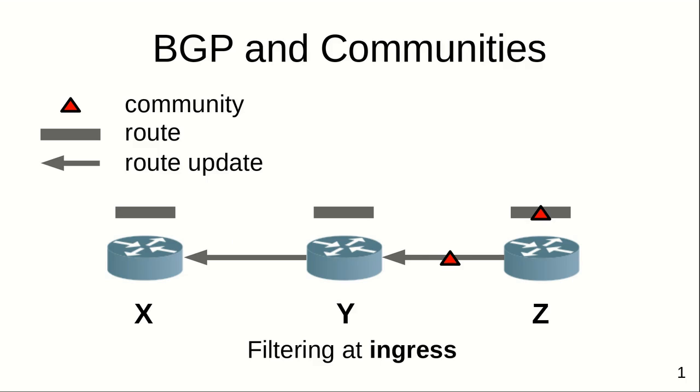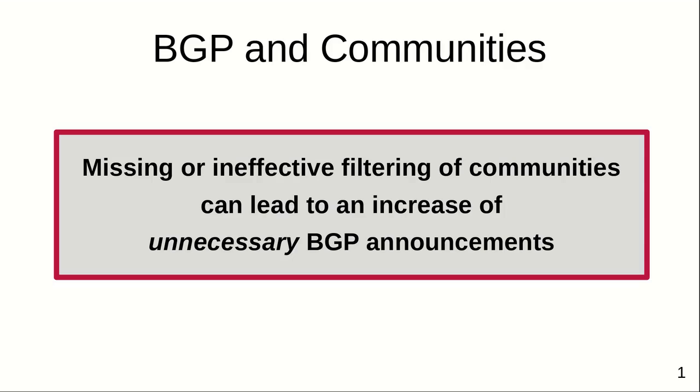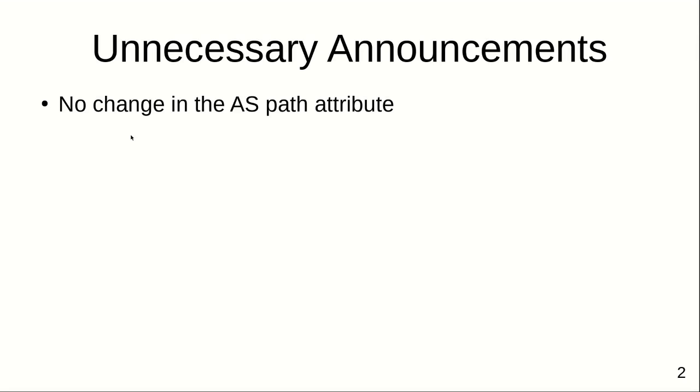In fact, whether an AS filters BGP communities or not has a significant impact on the routing system. In this work, we show that missing or ineffective filtering of communities can lead to an increase of unnecessary announcements. We consider announcements unnecessary if they do not update the AS path attribute while the community attribute still may change.